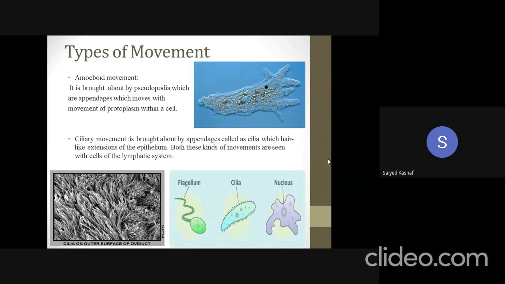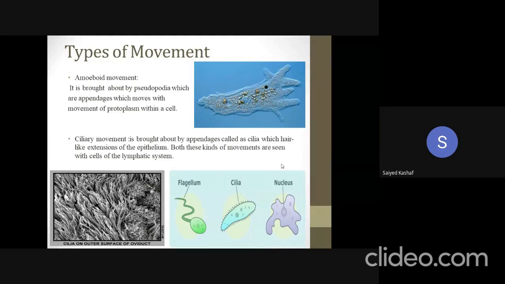The answer is very simple: the cells which exhibit this amoeboid movement in the human body are the WBCs. When the WBCs squeeze out from the blood capillaries into the tissue, that squeezing phenomenon is known as diapedesis, and such WBCs are neutrophils and macrophages, right?